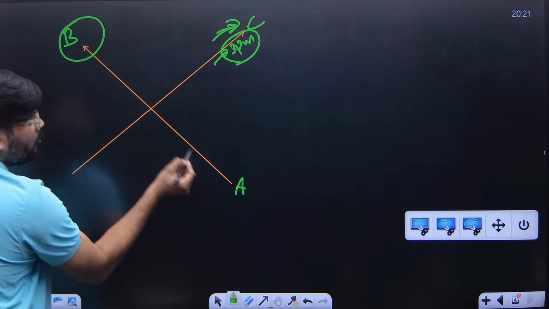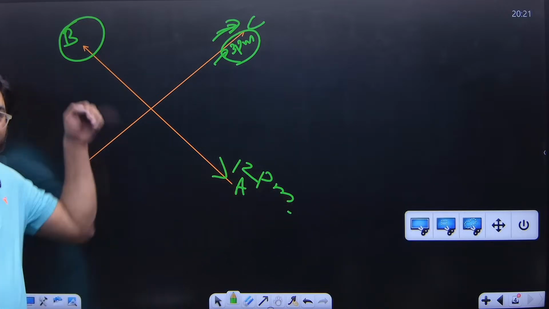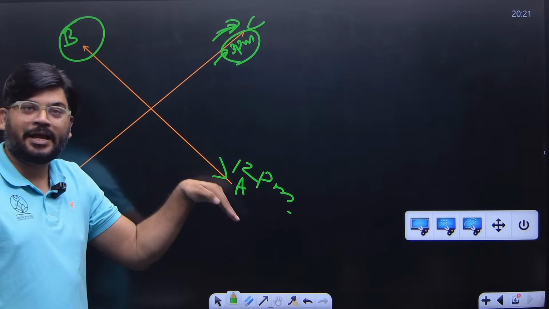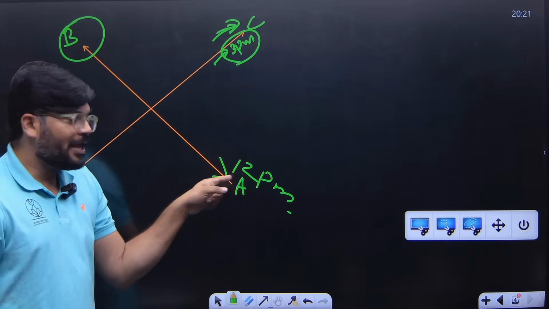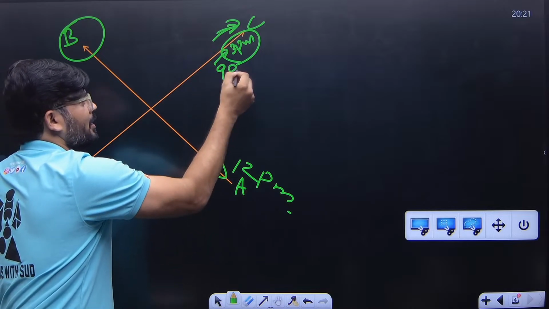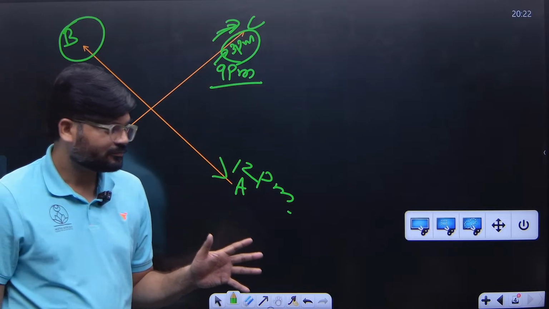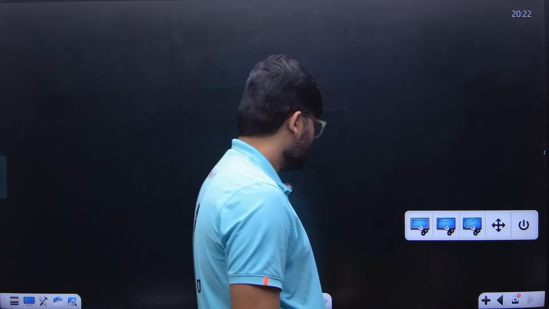Now, with respect to B, this is 12 p.m. So if B is looking at A, with respect to B, A is at 12 p.m. So this is going to be at 9 p.m. Are you getting this? Yes, sir. Sure? Yeah. Okay.